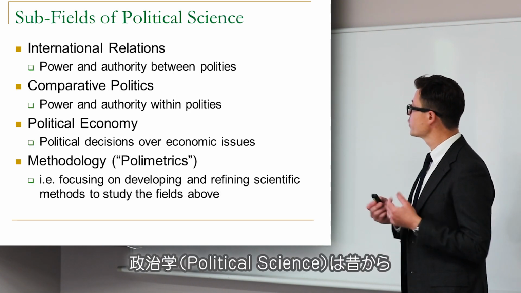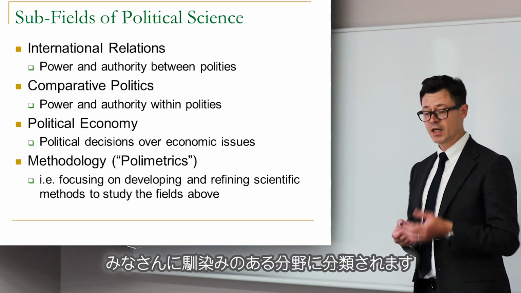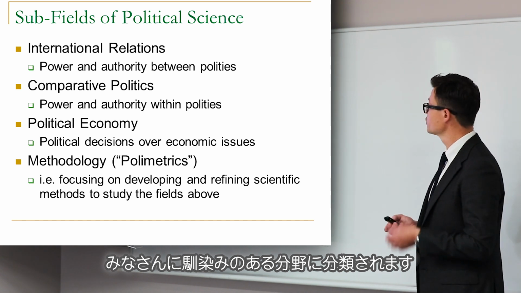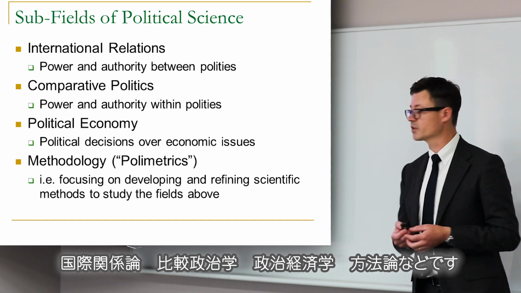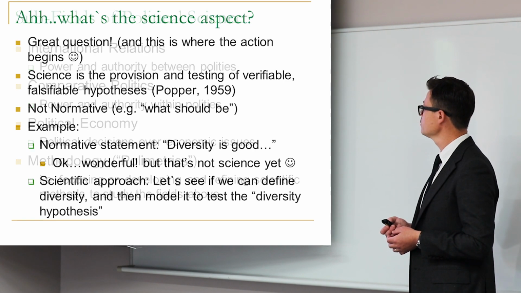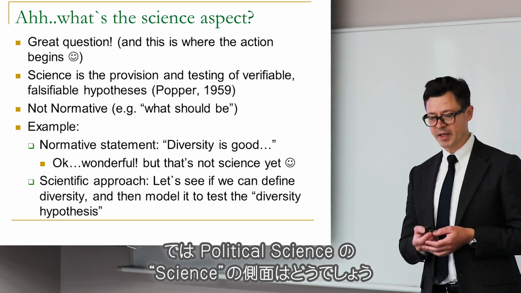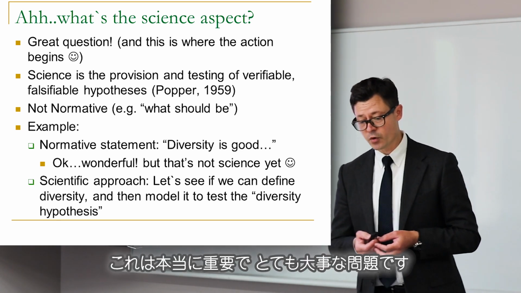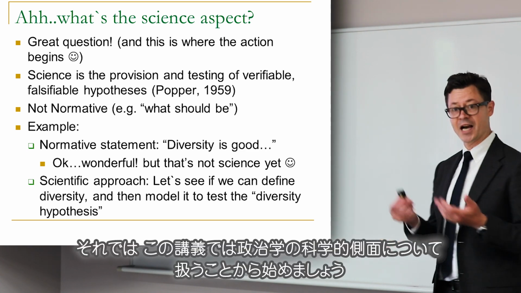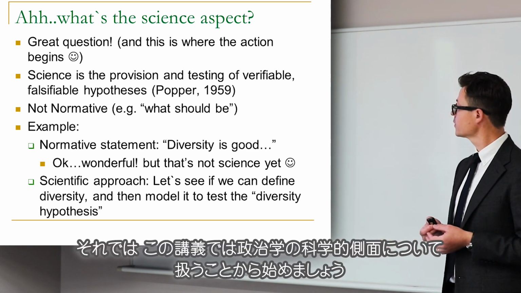So political science is traditionally broken down into a number of subfields, which should probably be fairly familiar. So international relations, comparative politics, political economy, specific methodologies. So what about the science aspect? Well, that's a really important question. That's a great question, right? And this is actually where the action of this lecture begins.